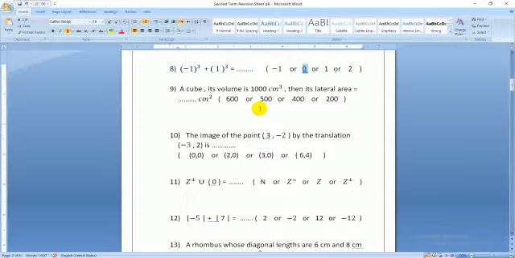Now it's very easy to get the lateral area. The rule of lateral area says the area of one face times 4, because the cube has 4 lateral faces. So I must get the area of one face: side length times side length. 10 times 10 equals 100, times 4. So the answer will be 400.